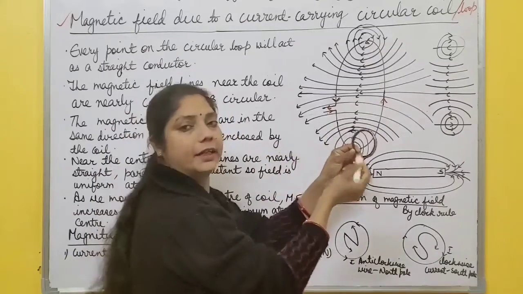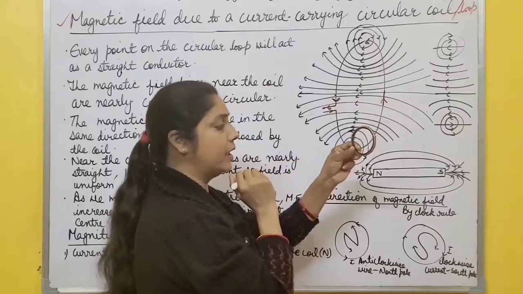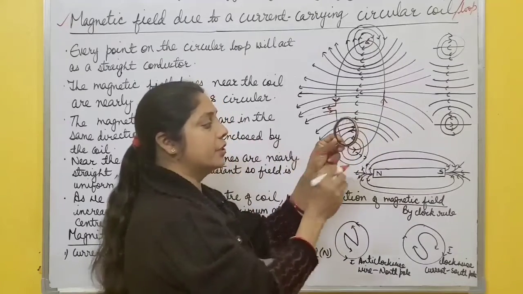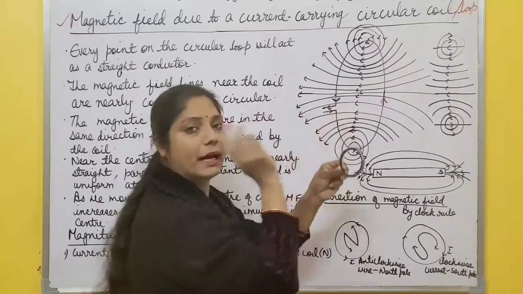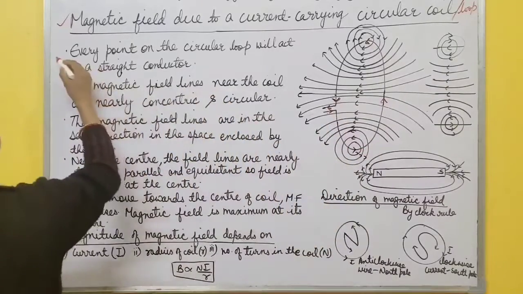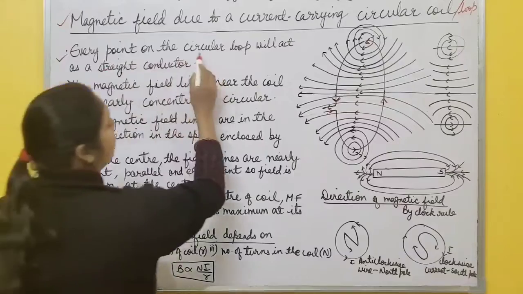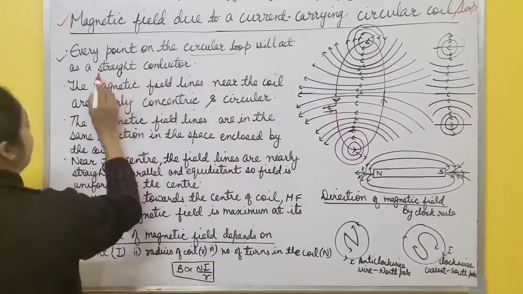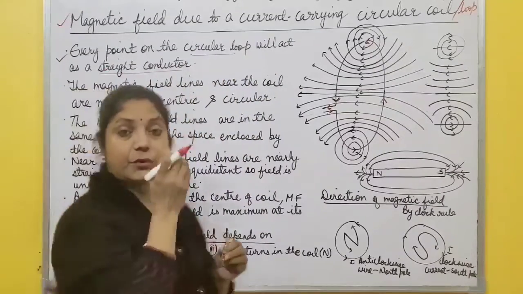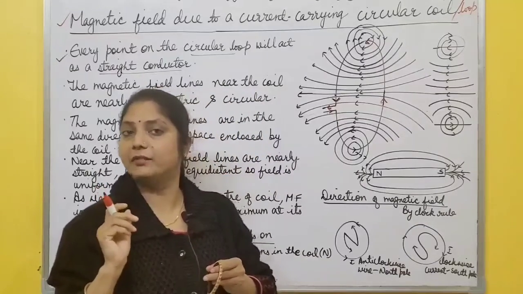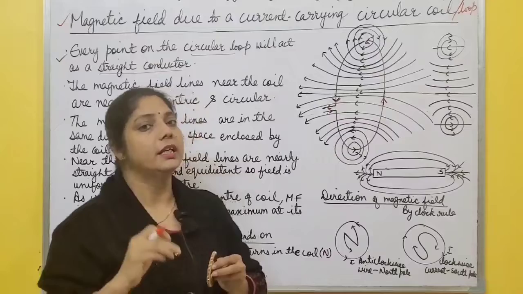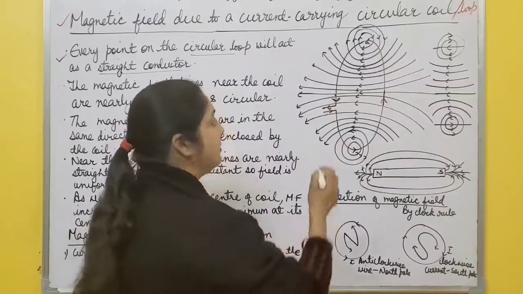Now how do you find the direction of magnetic field lines? First you assume that each point of this circular coil acts as a straight conductor. First point is this one. Every point on the circular loop will act as a straight conductor. Now you know in case of a straight current carrying wire, how you find the direction of magnetic field using right hand thumb rule. In the same way, apply here.